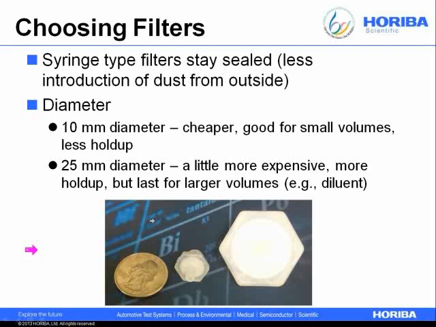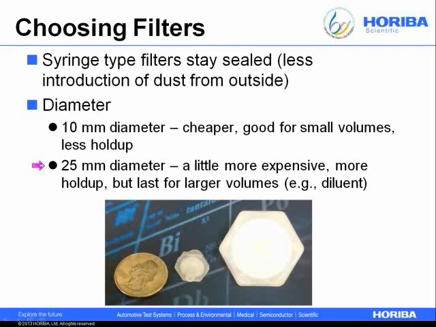Now they tend to come in two diameters, a 10 millimeter and a 25 millimeter diameter. The 10 millimeter diameter is less expensive. It's good for small volumes, and there is less filter holdup. So if you ever filter a series of samples, the 10 could be helpful, or if you have only a small amount of liquid. The problem is they tend to get plugged up faster, and so you can't use them as long. The 25 millimeter diameter is a little more expensive, has more holdup, but you can use it for larger volumes.